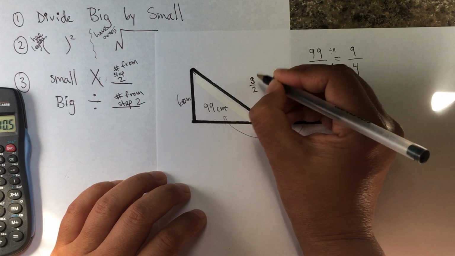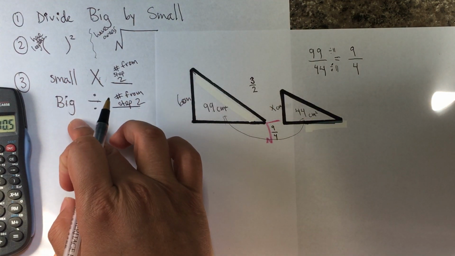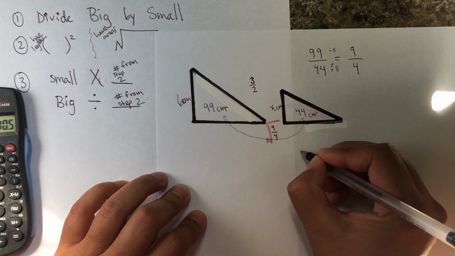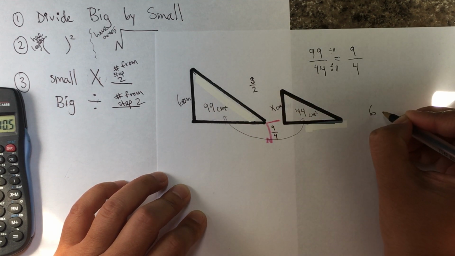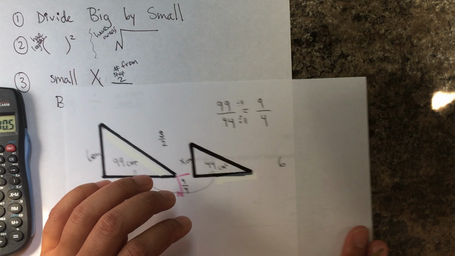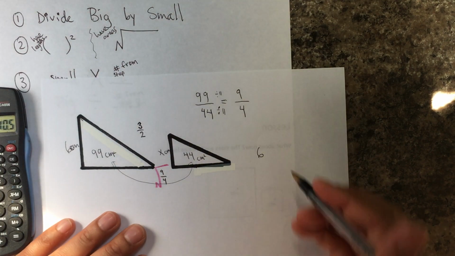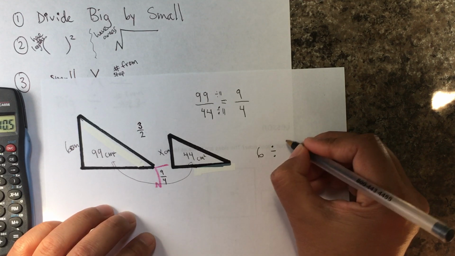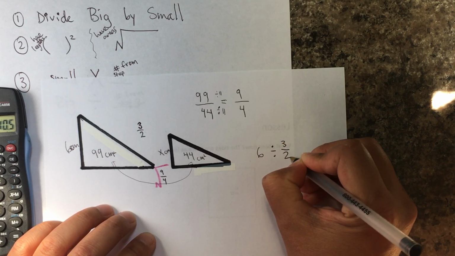And so now we're either multiplying or dividing. Since we have the big one, we're going to divide. And so 6, can we see in there? Yeah. I'm going to cover it a little bit, sorry. 6 divided by the relationship that we found is 3/2.